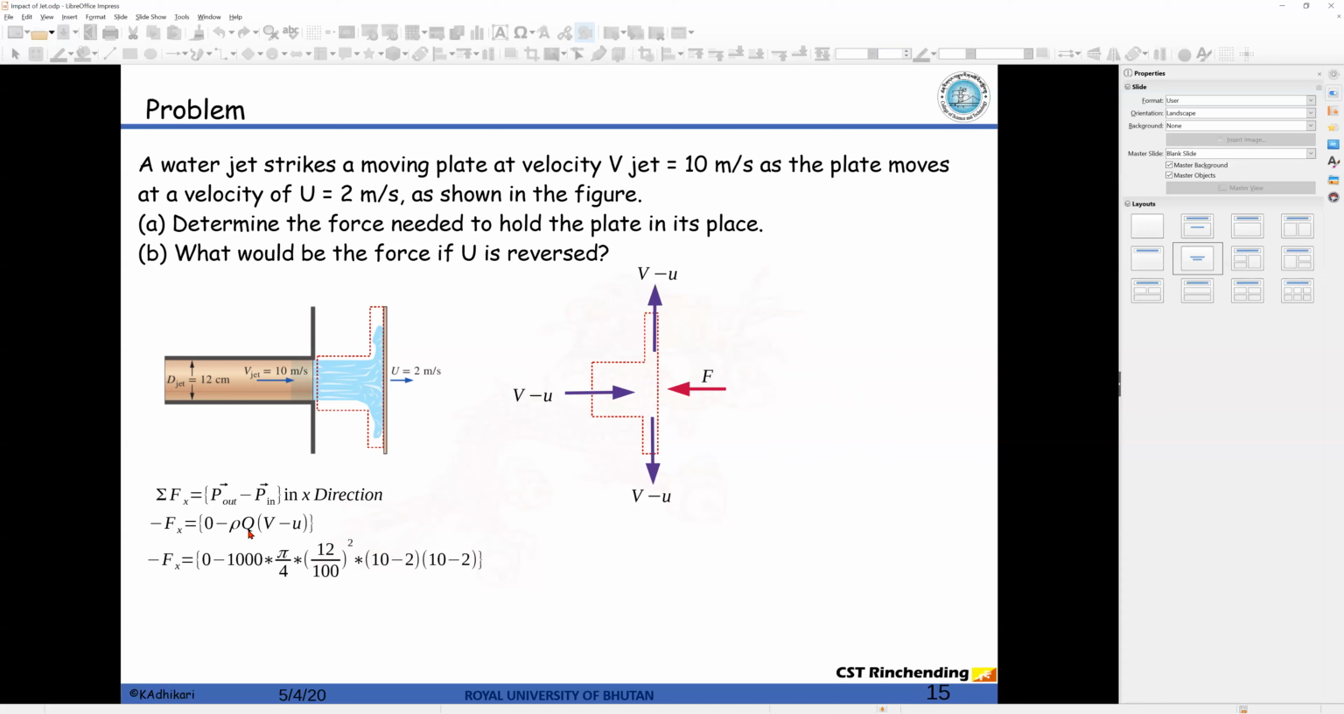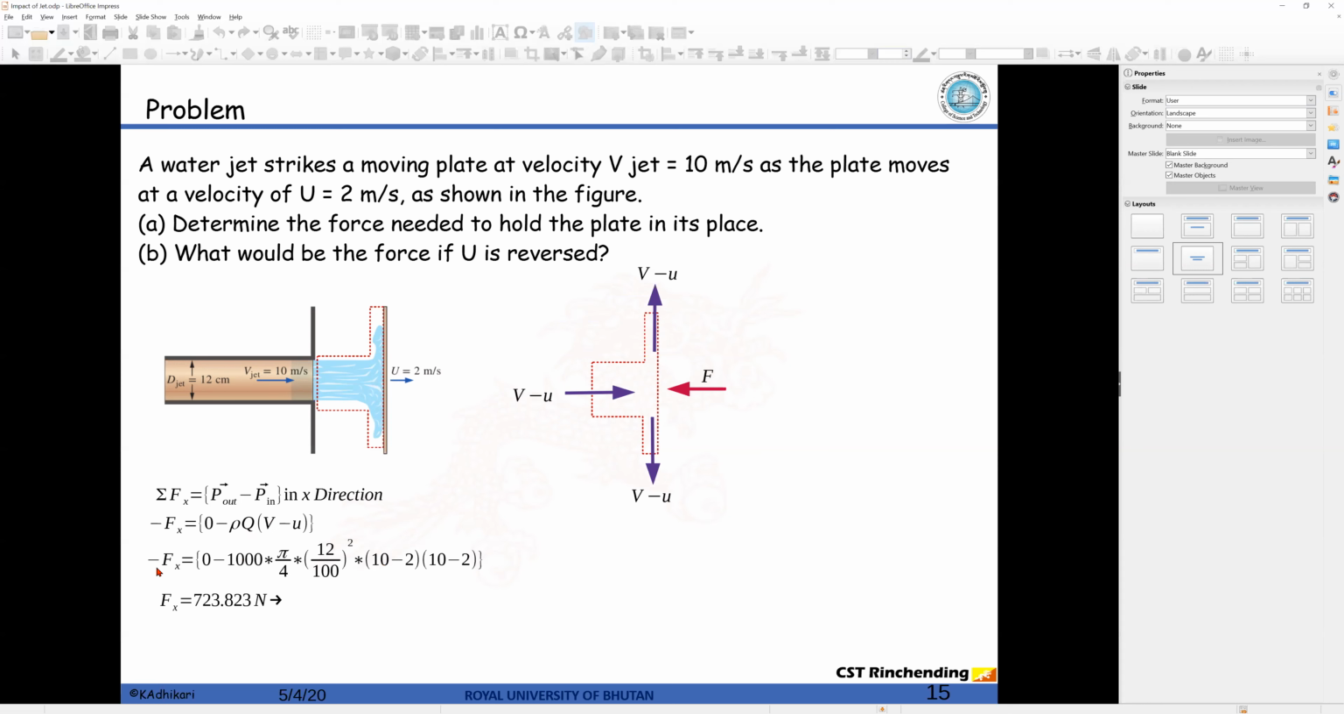So that's why when you calculate Q, you don't take the absolute velocity of the jet, but instead you take the relative velocity, because the jet is impinging on the plate, but the plate is also moving. So in the process, all the mass is not striking this plate. That's why we take the relative velocity in calculating Q. So you substitute the value and finally you get the force.